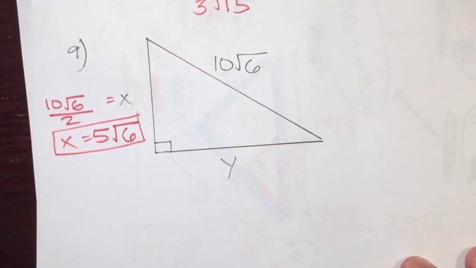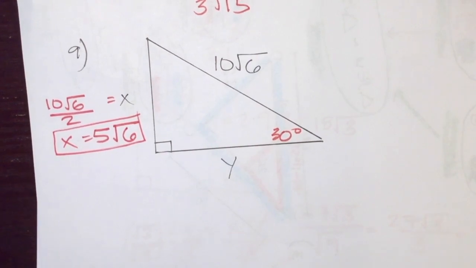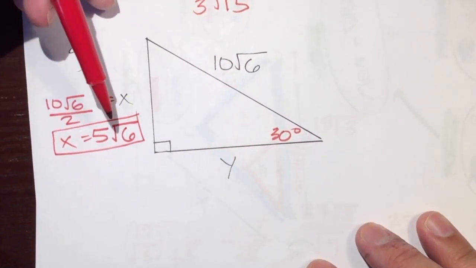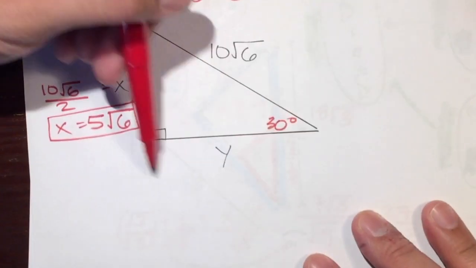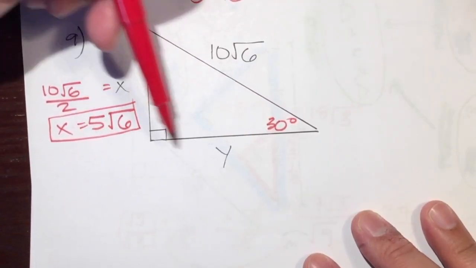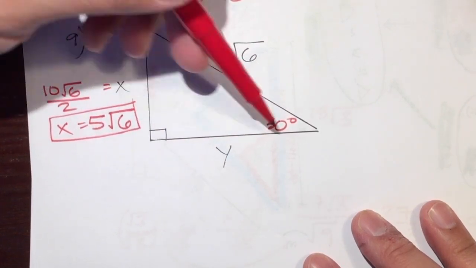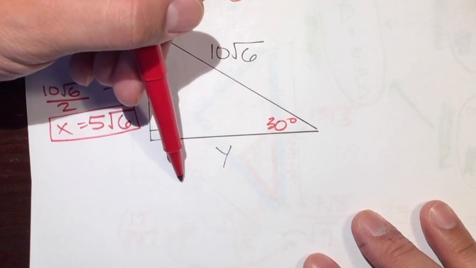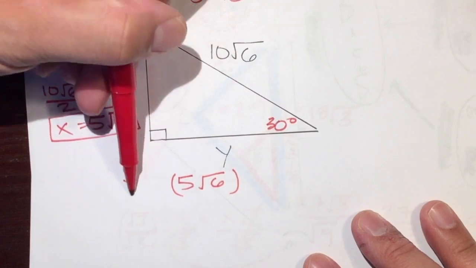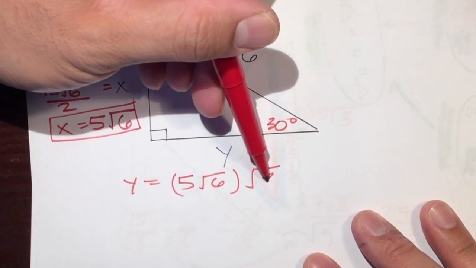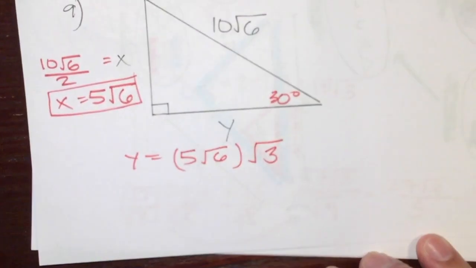Now y, oh, I forgot to put the 30 right there. Yeah, you should have said something. And then y is the short side times radical 3. I'm getting fatigued. This is the last one. So we're going to take the short side, which is 5 radical 6, and multiply it by radical 3. Remember, it's the short side times radical 3.